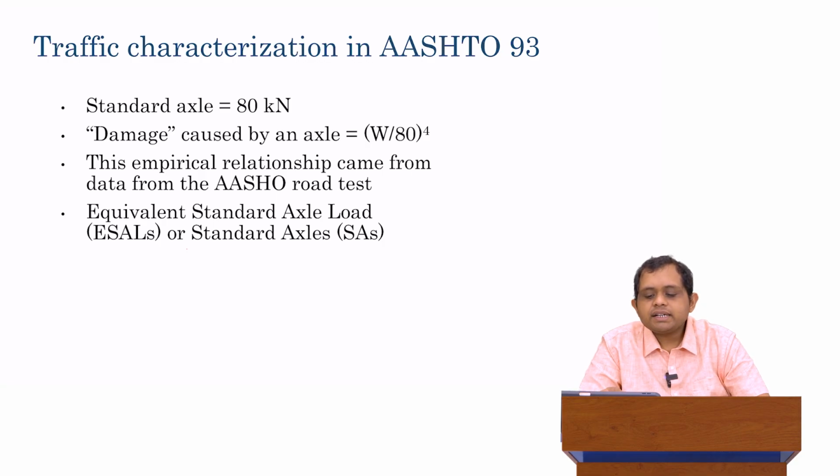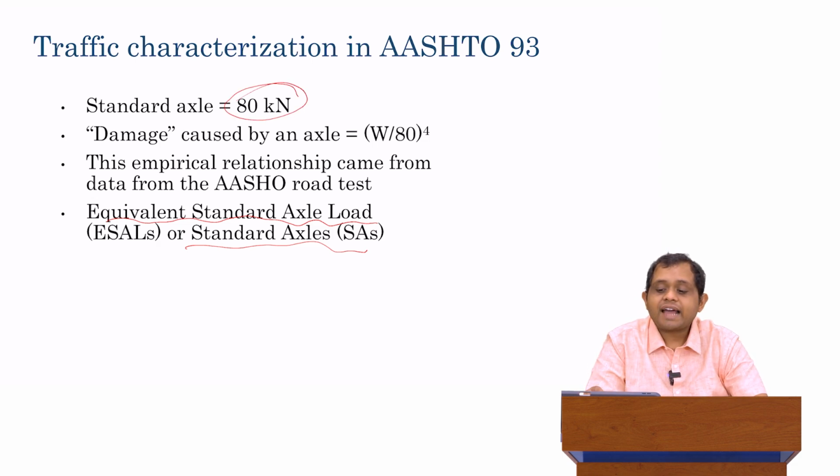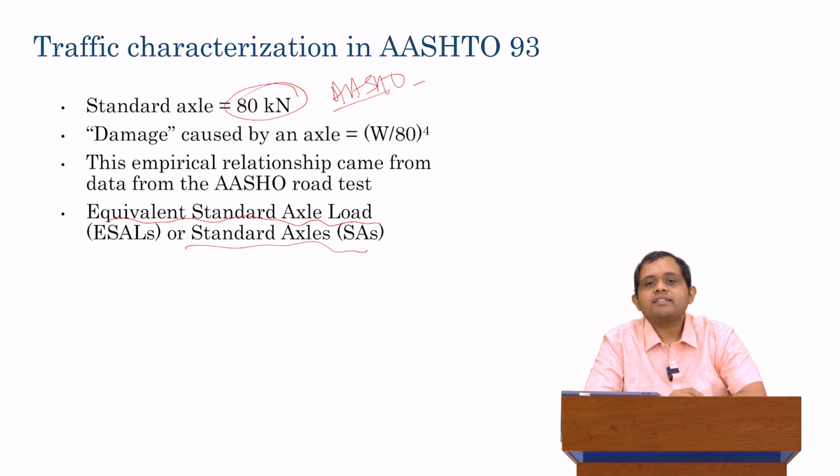AASHTO 1993 defined the concept of standard axles, and sometimes they were also called equivalent standard axle load, so SALs or ESALs. A standard axle was taken to be 80 kilonewton. This is actually based on the AASHTO road test. So in the AASHTO road test at that time, 1956 to 1960, a typical axle load in India.